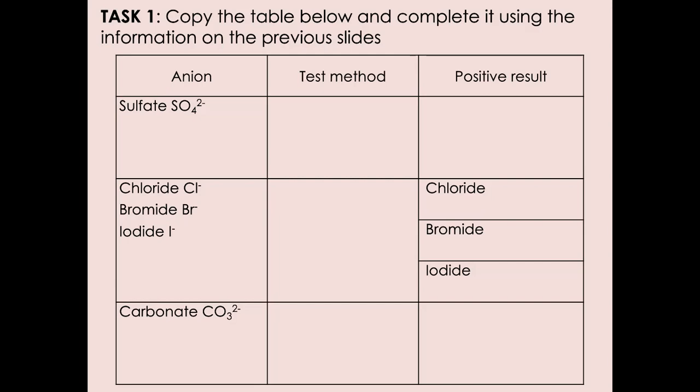Right, we've done all the tests now. So your first task is to copy the table that's on that slide, and then use the information on the previous slide to fill in the gaps. So you need to include the test method, so basically what chemicals are you adding, and then a positive result, so what happens if it's positive? How do I know that it's a sulfate ion? How do I know it's chloride, etc.?